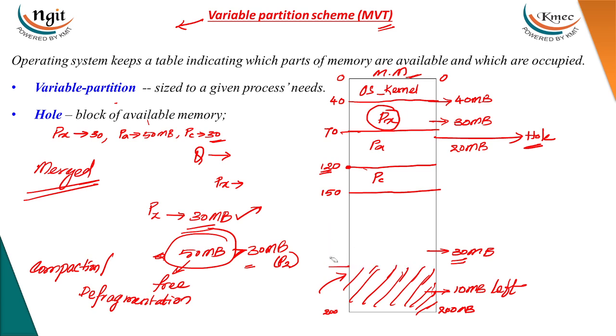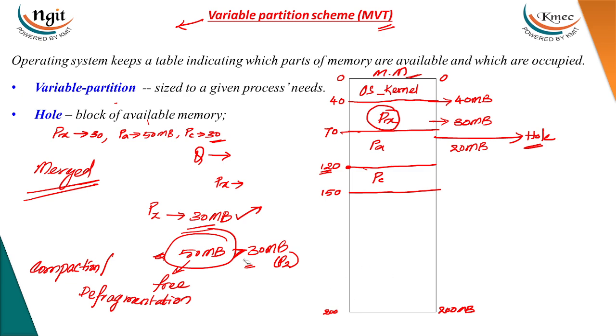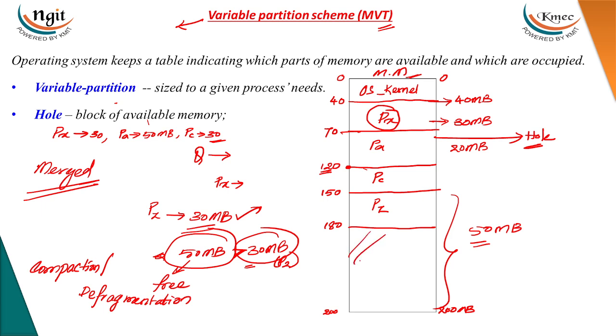whatever free memory there is, the entire free memory locations will be merged. So there is a total of 50 MB that is free. Out of this 50 MB, once the compaction is finished, we can give 30 MB to PZ, so 180, and it leaves again a 20 MB hole. If any process comes with less than or equal to 20 MB, we will give that process to this memory segment.